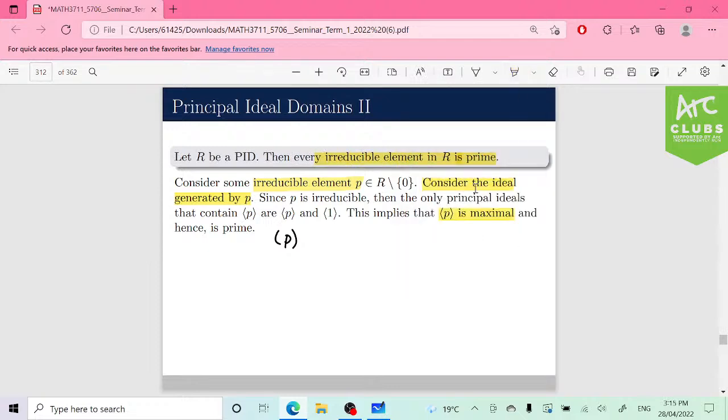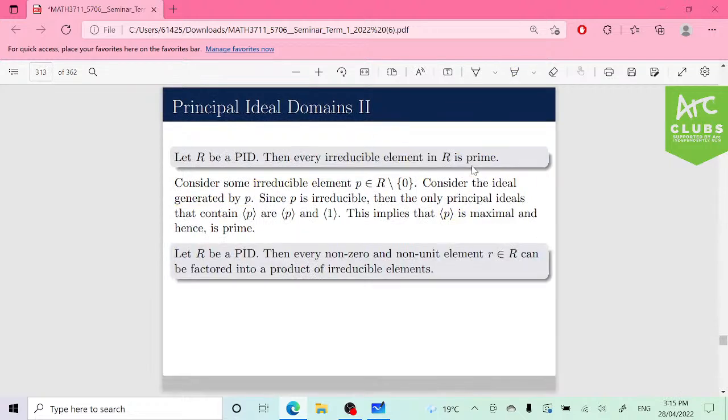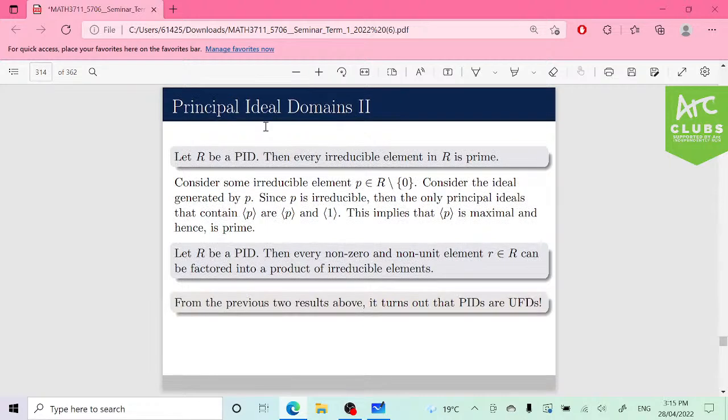So one thing that's useful is that every irreducible element is prime. But it also turns out that we can factor any element as a product of irreducible elements. And with these two results, it's enough to conclude that a principal ideal domain must also be a unique factorization domain. So that's really nice because we have this inclusion now. We have that every principal ideal domain is a unique factorization domain. And we're going to be talking about this pretty soon as well, which is called a Euclidean domain.